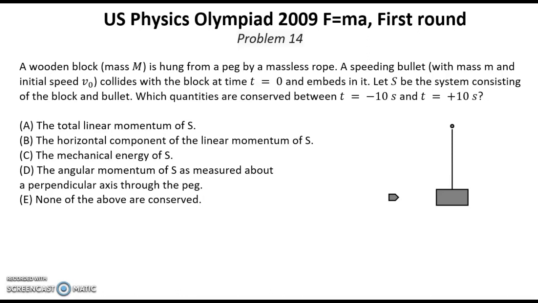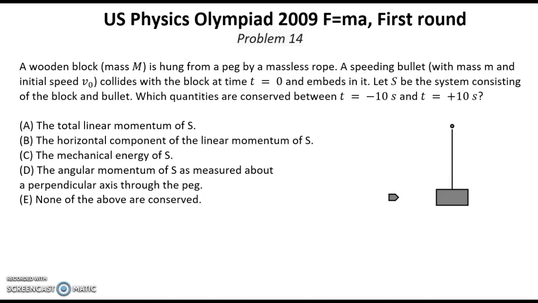Problem number 14. A wooden block of mass M is hung from a peg by a massless rope. A speeding bullet with mass small m and initial speed v0 collides with the block at the time t equals 0 and embeds in it. Let S be the system consisting of the block and bullet. Which quantities are conserved between time negative 10 seconds and time positive 10 seconds?